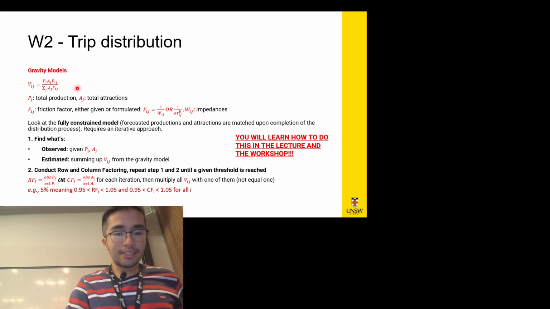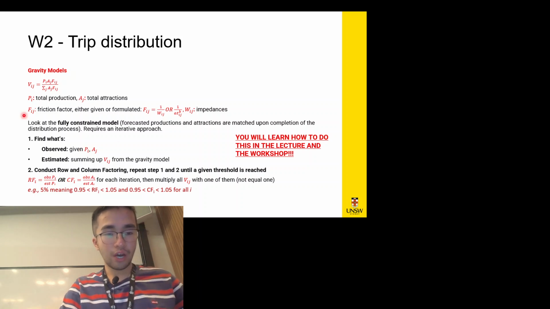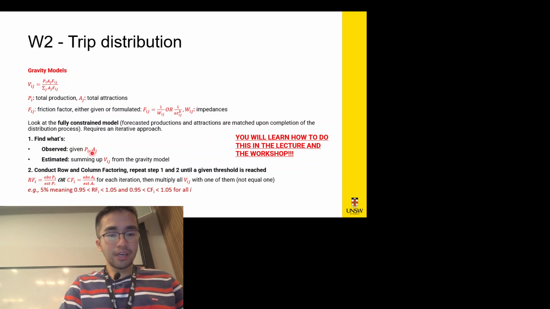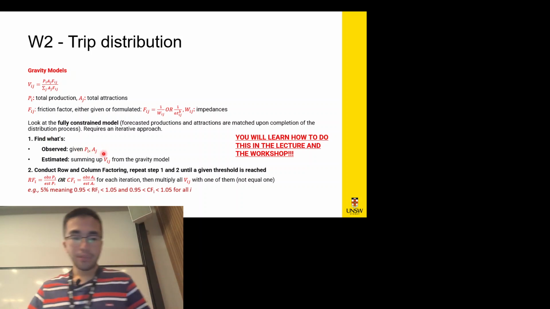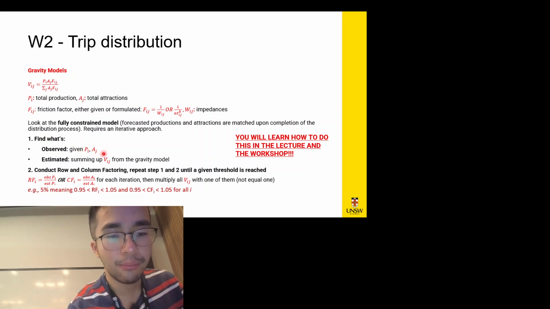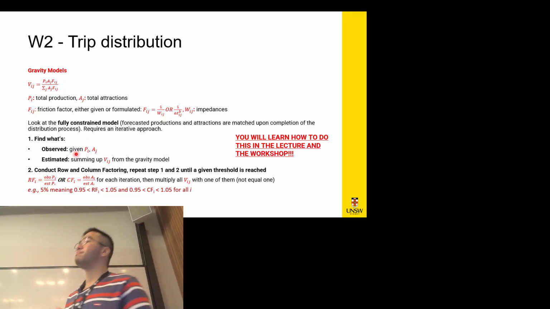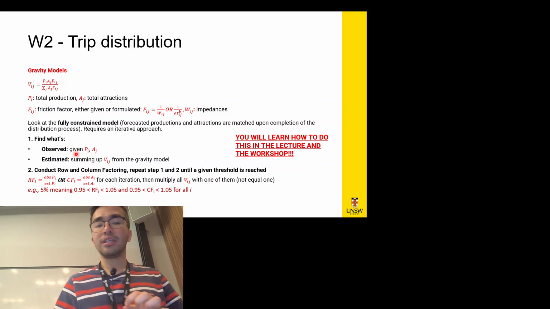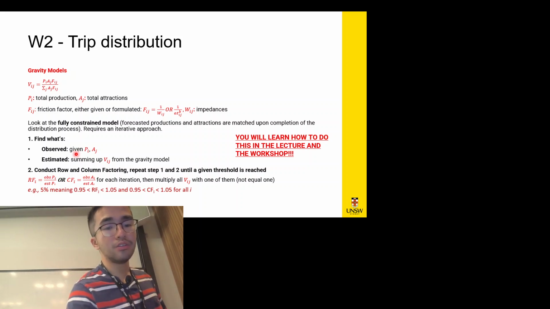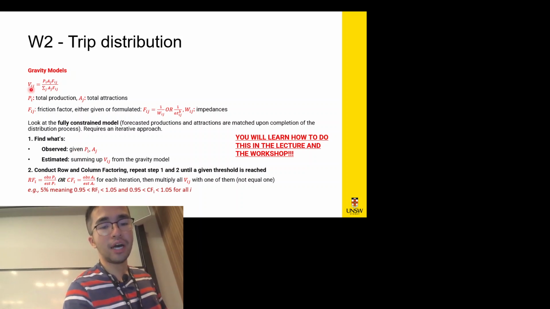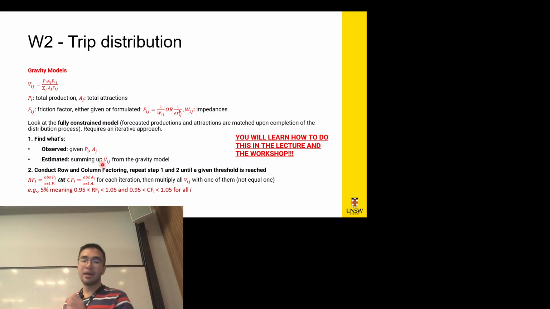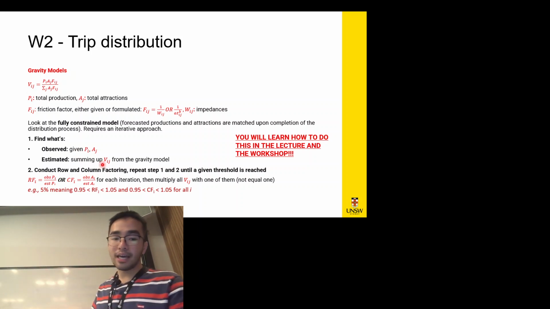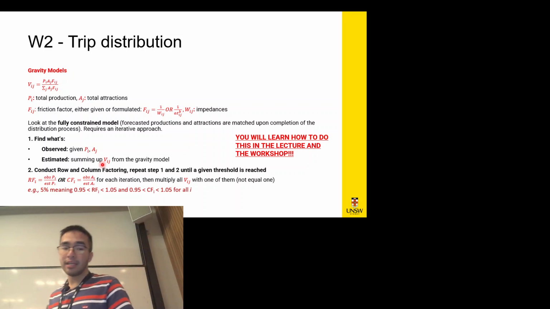So what you do is, it may sound a bit unknown right now in week 1, but you need to find what's observed. Okay, so this is what they give you. They give you your total number of productions and total number of attractions based on trip generation, which is the first step. And the second step is that you use this model to determine Vij, and then from there you sum it up. That's what we estimated from the gravity model. That's the first step that you need to do.